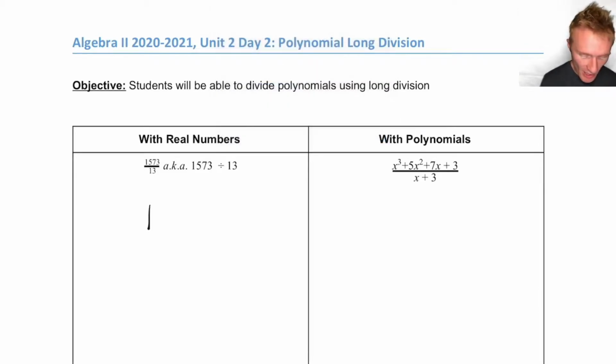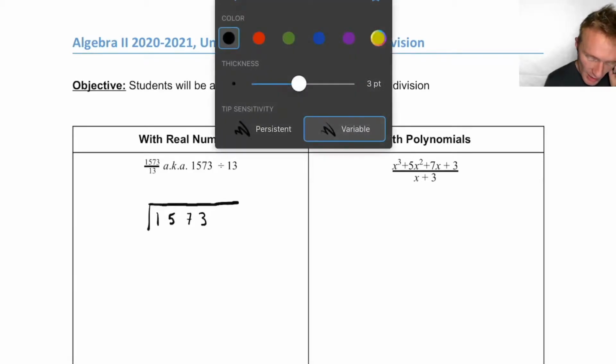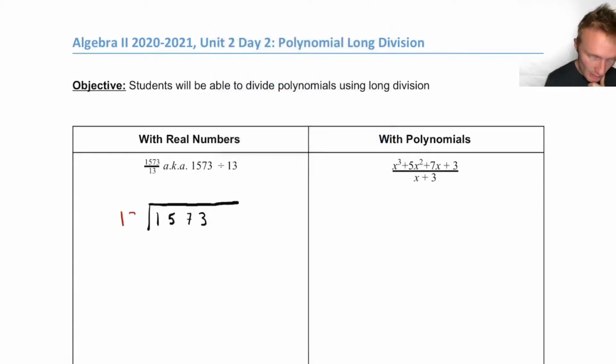If I wanted to divide 1573, if I wanted to divide that by 13, long division is a little bit of a trick that's sort of just hiding some mental math from you. But it is a nice way to just make the progression to polynomial long division.